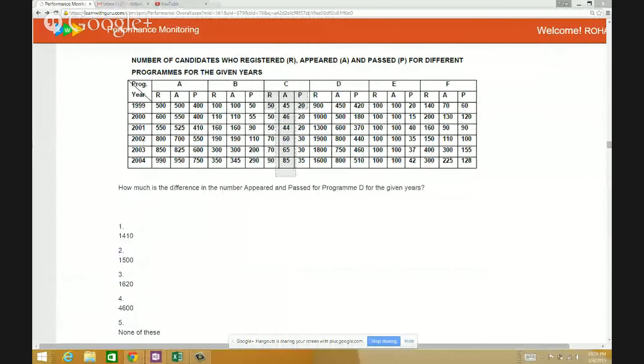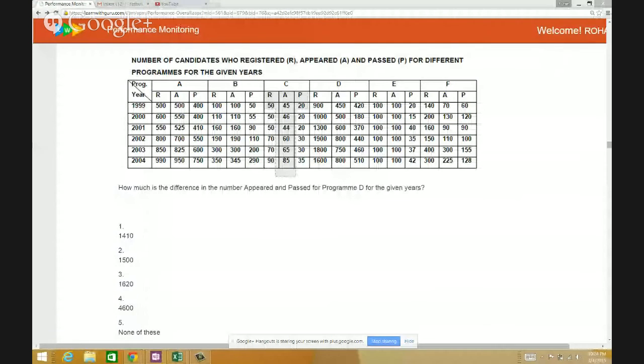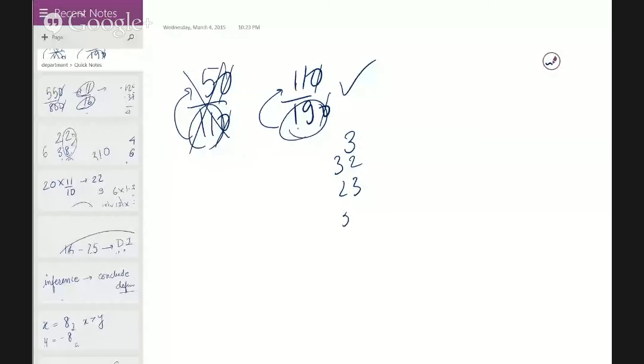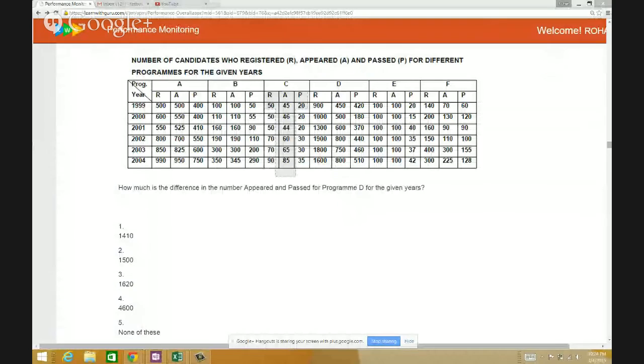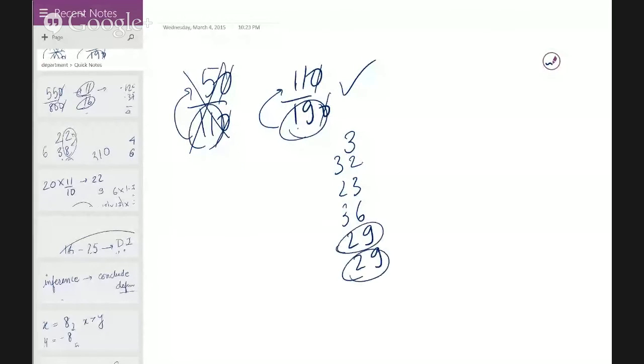320. The advantage is the numbers end in 0, so that's the best part. 230. So I'll just cancel the zeros for a while. This is 320. 32, I'll say. This is 36. Then we have 31. Then next is 36, and then 31. No, not 31, 29 actually. And then lastly, the last one, appeared and passed, is again 29. So 29, 29, 58, 58, and this is 32.